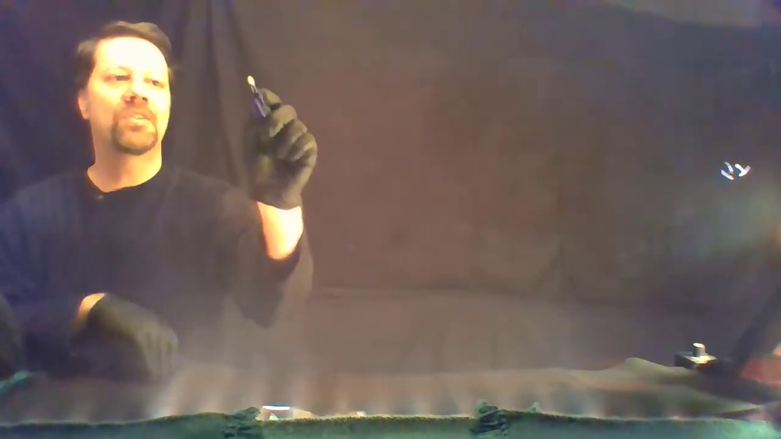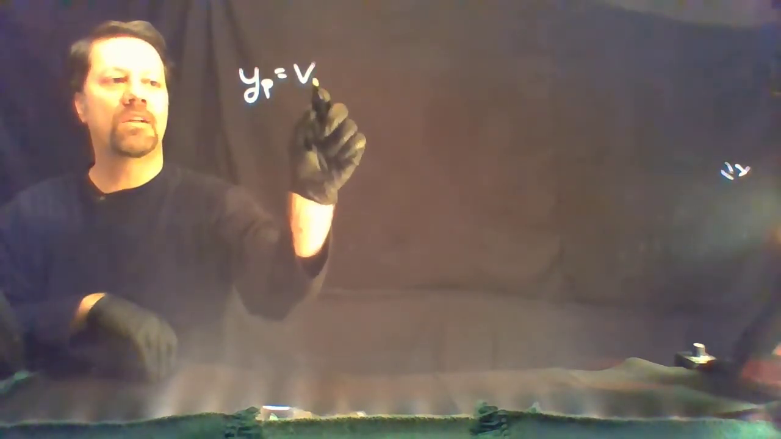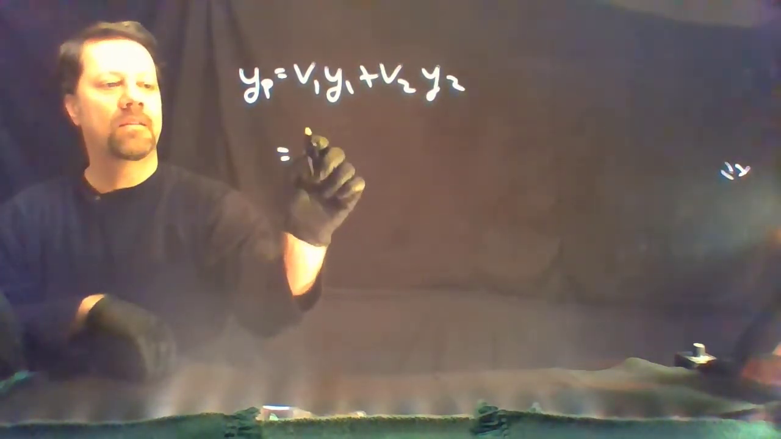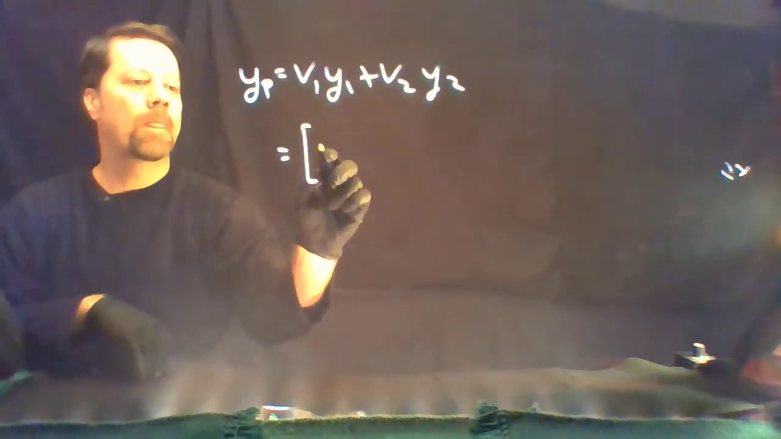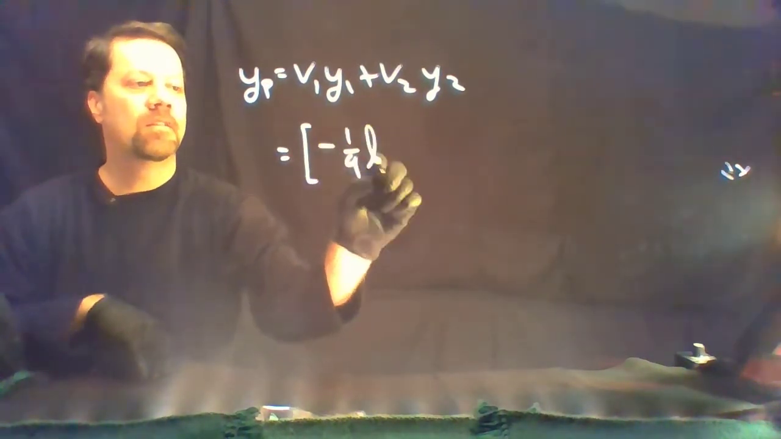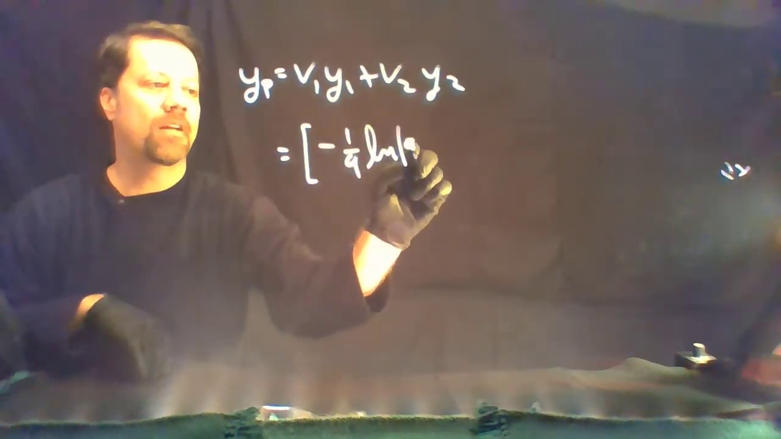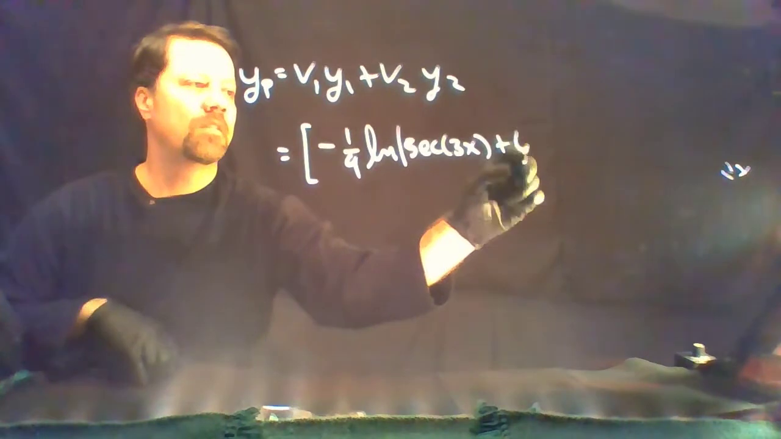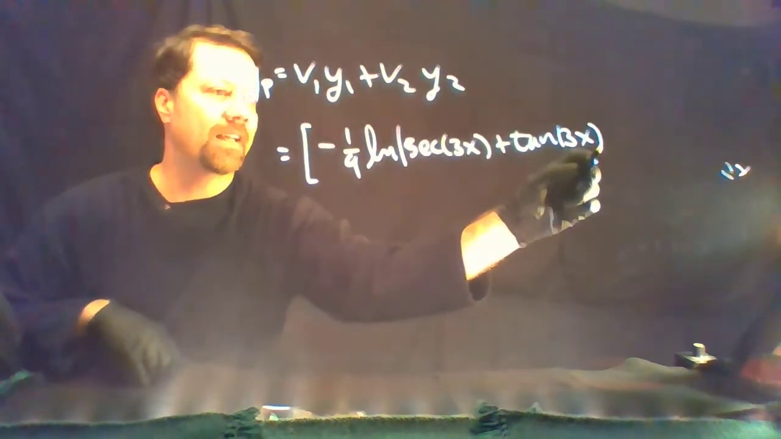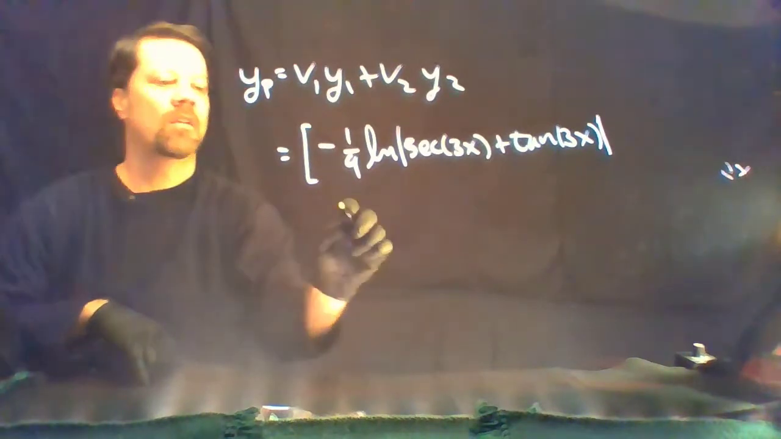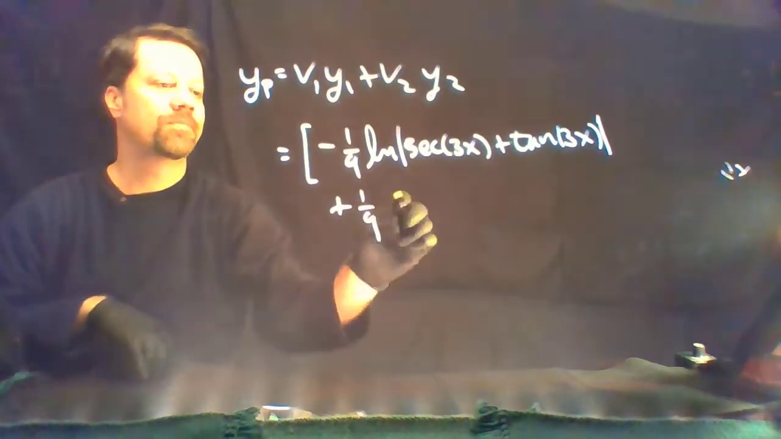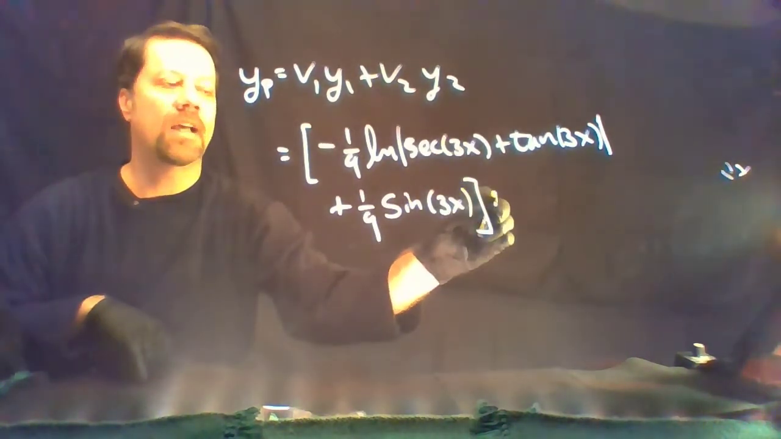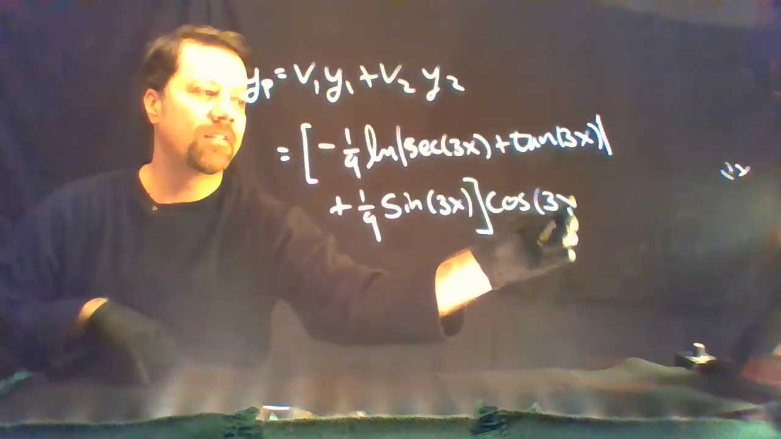We now express the particular solution, which you'll recall was v1y1 plus v2y2. v1 was minus 1/9 log of the absolute value of the secant of 3x plus the tangent of 3x, plus 1/9 the sine of 3x, all times y1, which was the cosine of 3x.